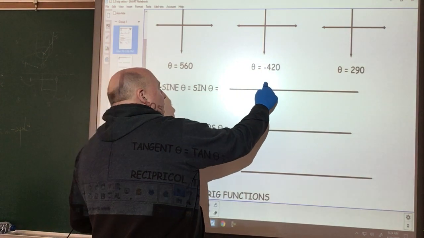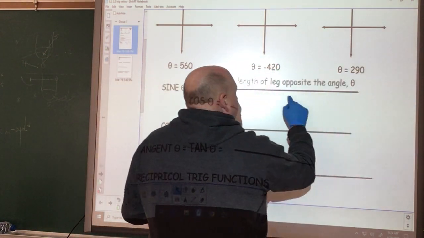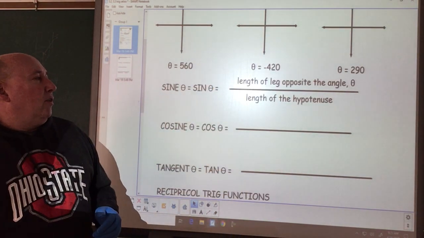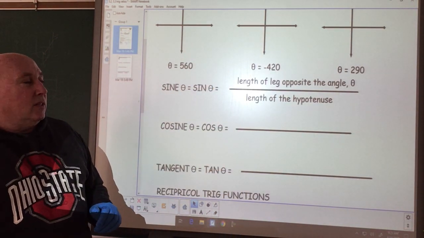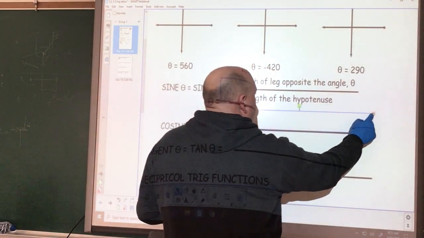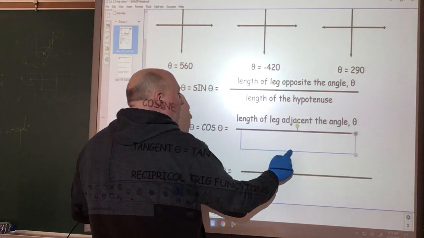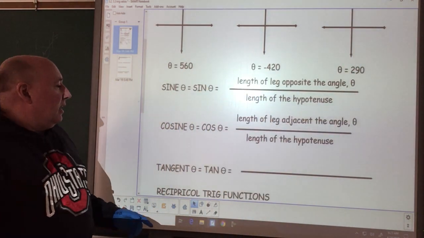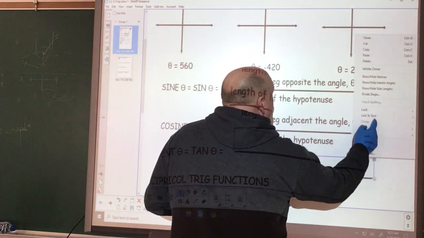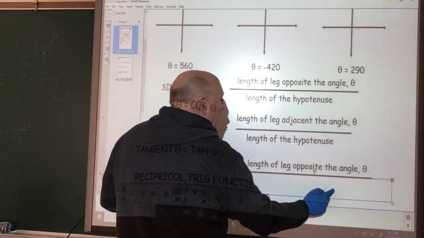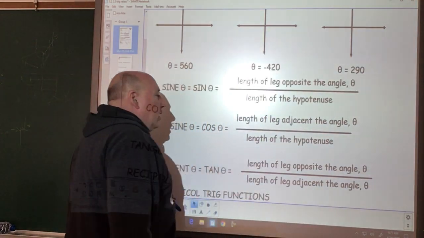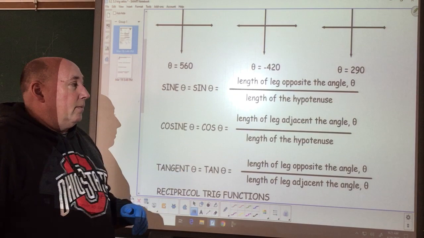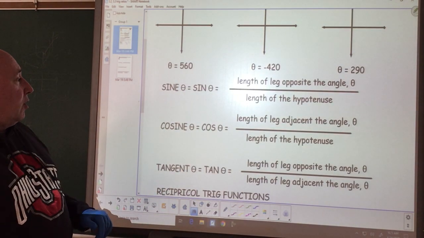And when you talk about the sine, once again, this is very similar to what we did already. Length of leg opposite the angle over length of the hypotenuse. The cosine is length of the leg adjacent to the angle over the length of the hypotenuse. And the tangent is length of the leg opposite over length of the leg adjacent. Okay, and once again, if I'm going too fast, hit your pause button. But these should be some things that you should already remember.